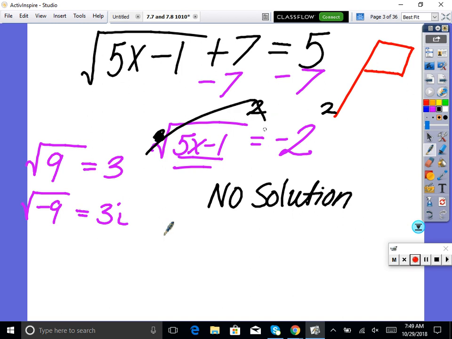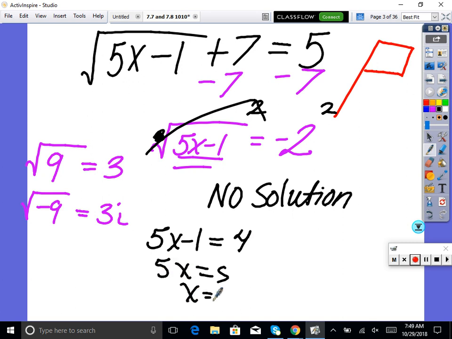So then root would have canceled out with power, so we'd have this. 5x minus 1 equals 4, because a negative 2 squared is positive 4, right? Everyone? So then from there you'd solve. So you would add 1, so you'd have 5x equals 5. So then you get x equals 1.